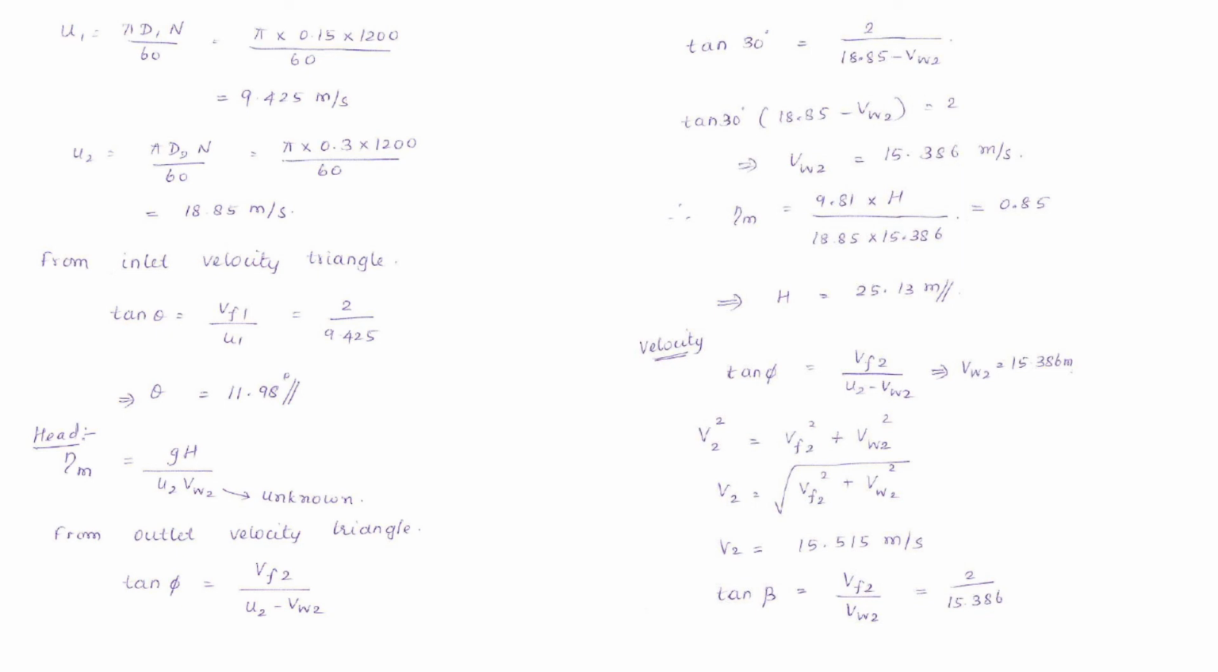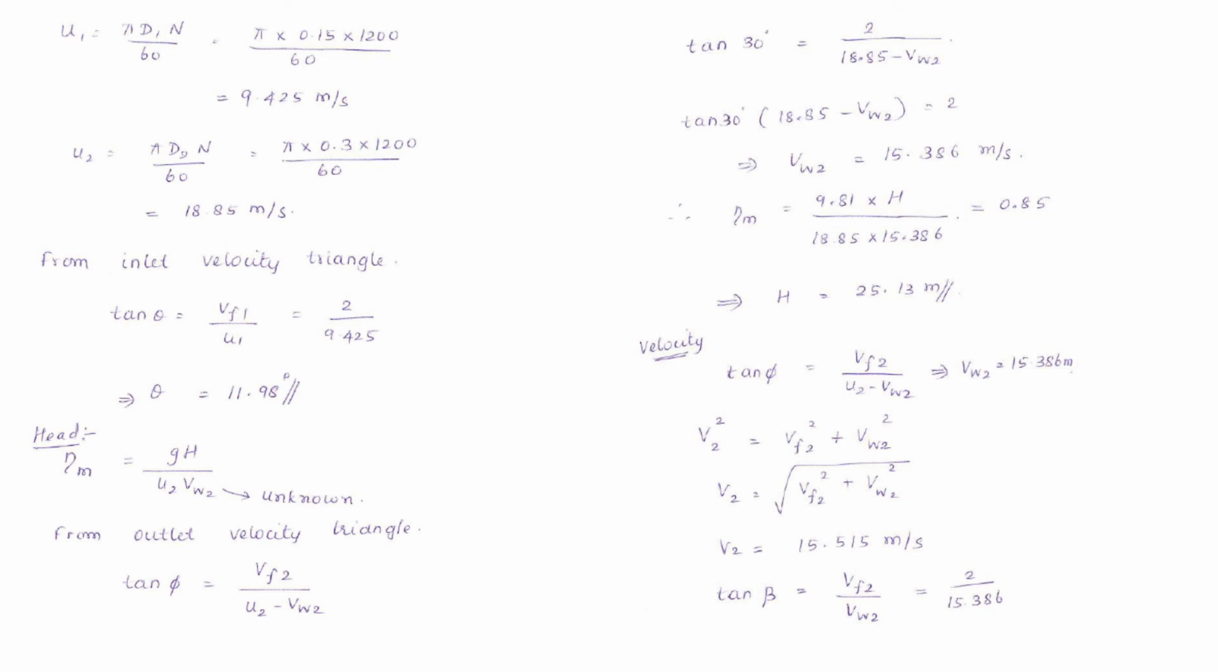What is our second aim? We have to find the head. How to find head? For that only they have given manometric efficiency. So, what is the manometric efficiency? Eta m is equal to gH divided by U2 into VW2. The same formula we used in the Francis turbine, but gH will be in the denominator, U1 VW1 will be in the numerator. Here it is U2 VW2. So, here VW2 is unknown and also H is unknown. So, we have to find what is VW2.